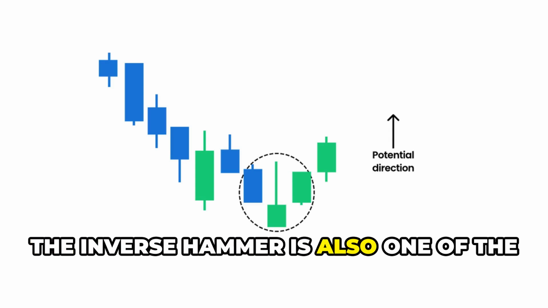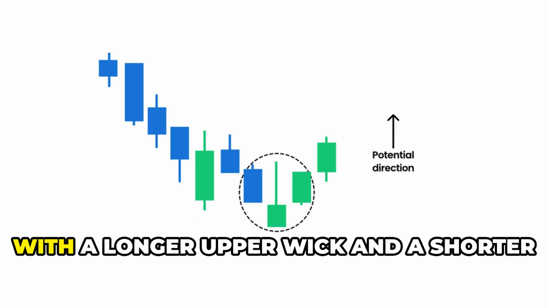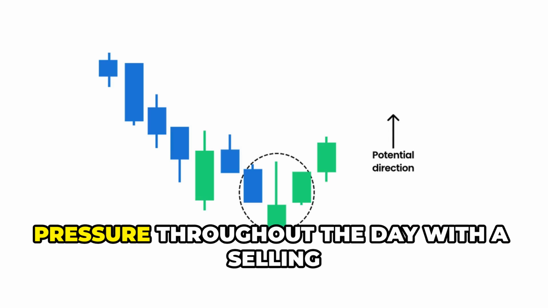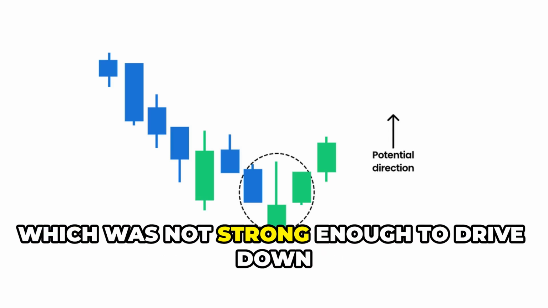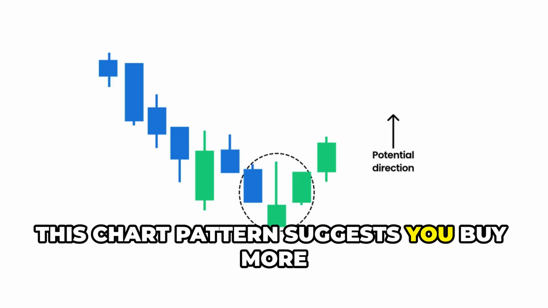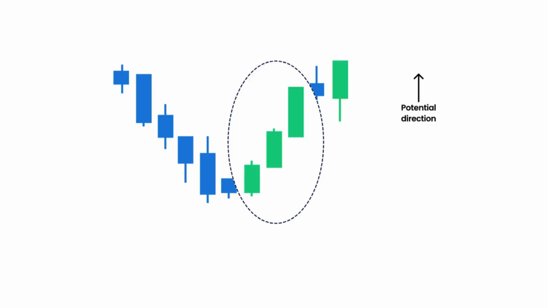The inverse hammer is also one of the most accurate bullish candlestick reversal patterns, with a longer upper wick and a shorter lower wick. This indicates that there has been buying pressure throughout the day with a selling pressure towards the end, which was not strong enough to drive down the stock price. This chart pattern suggests you buy more of the stock for profitable trades.